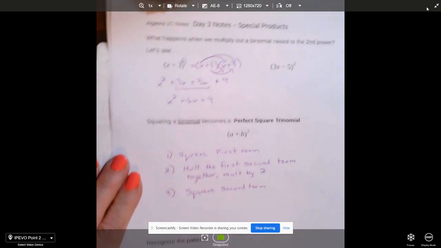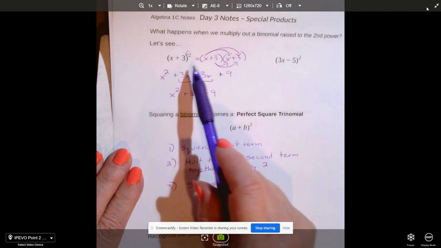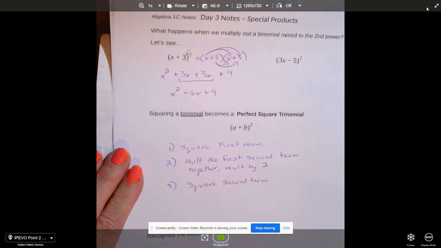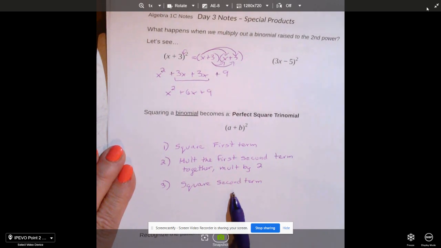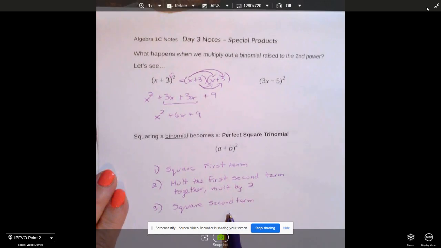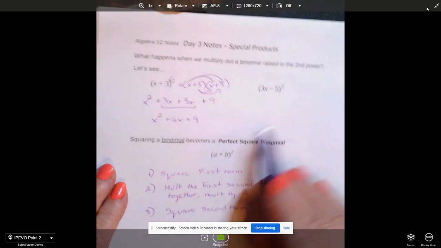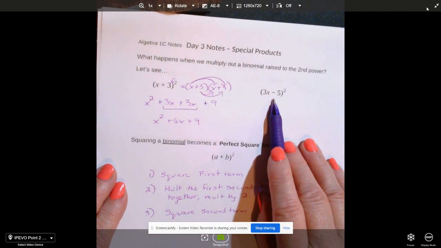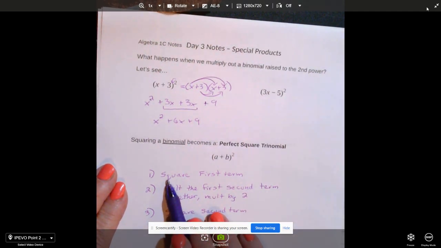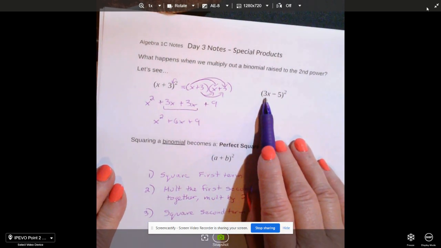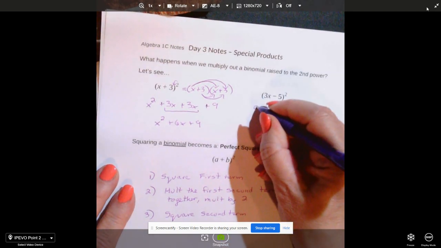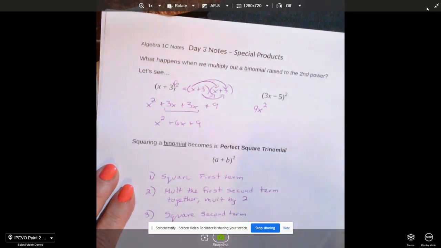Now it's really up to you. You can go ahead and write it out and FOIL it out like we did yesterday, or you can use this pattern. It's going to come out the same either way, so do whatever is convenient for you. So let's take this pattern and apply it to this one. The first thing we're going to do is square the first term. Well, 3x squared is the same thing as saying 3x times 3x. So that will be 9x squared.